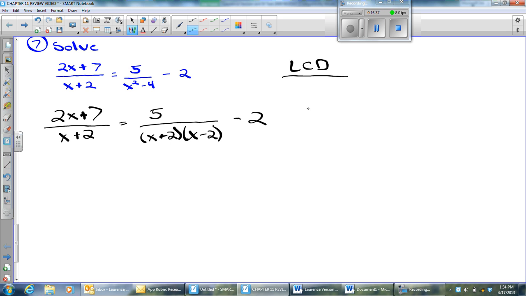Okay? So I can see now I have a denominator of 1 under the 2. I have a denominator of x plus 2 times x minus 2. And I have a denominator of x plus 2. So my least common denominator is x plus 2, x minus 2. The whole goal of finding your least common denominator is so that we can cancel all of the denominators. Okay, so we're not dealing with fractions anymore. That is our goal. So we're going to multiply our least common denominator by all of the numerators.